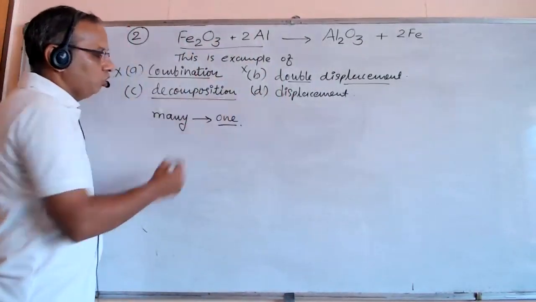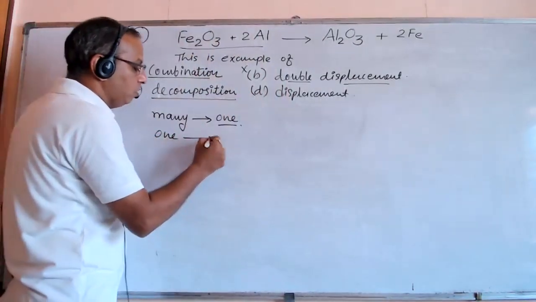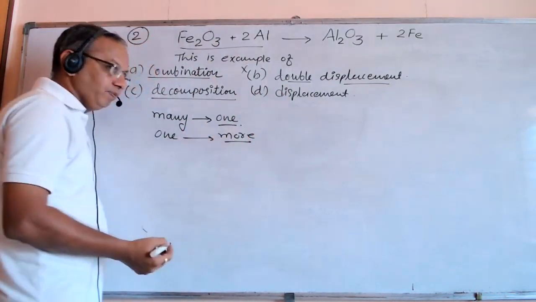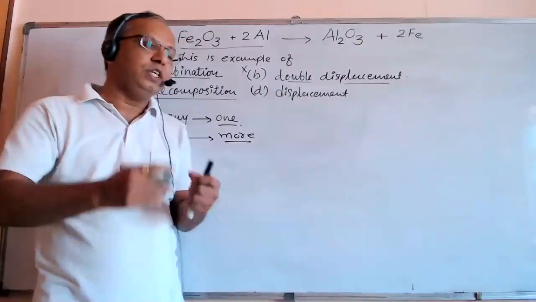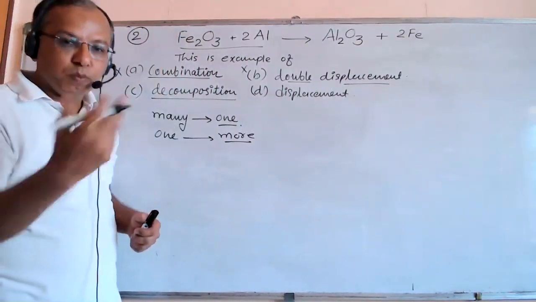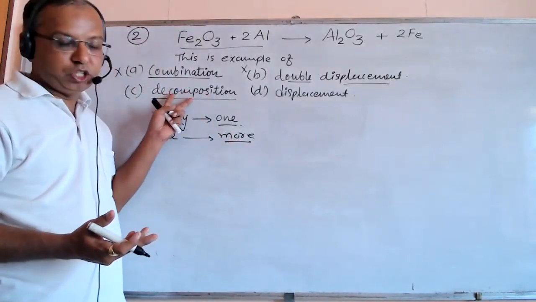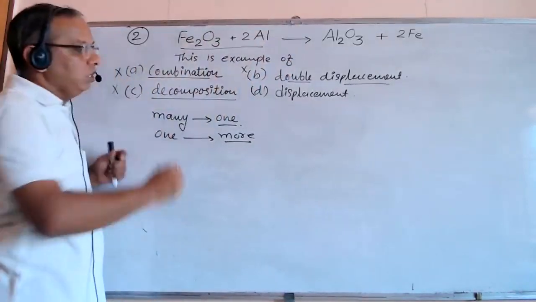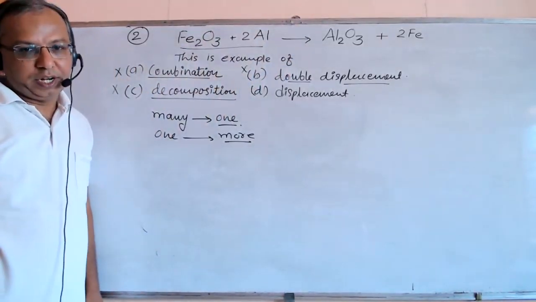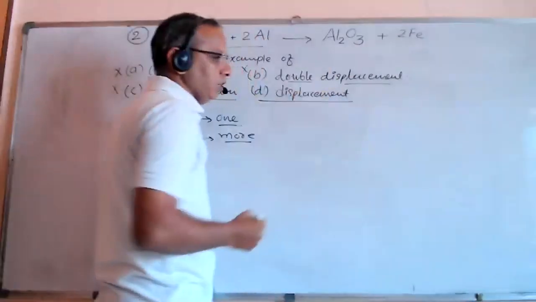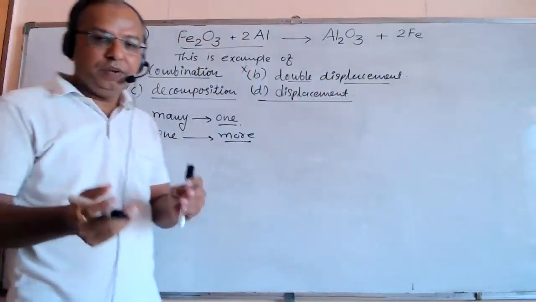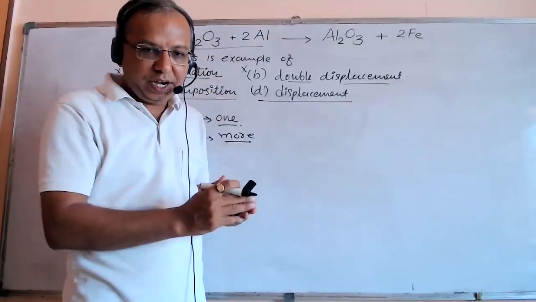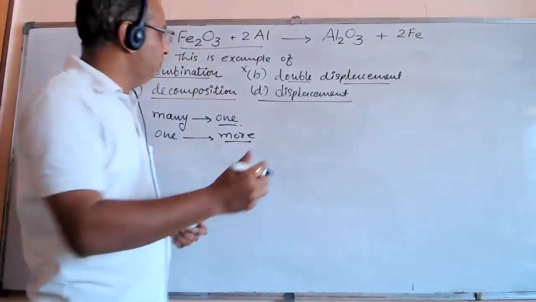Next is decomposition. In decomposition, friends, one substance is divided into many. When any one molecule or substance is divided into two or more components, it is called decomposition. But you can see here it is not decomposition, because 2 and 2. So C is also not correct. Last option is displacement. What is displacement? If one substance is displaced by another, one substance is added, another is removed, it is called displacement. Let's check it out.